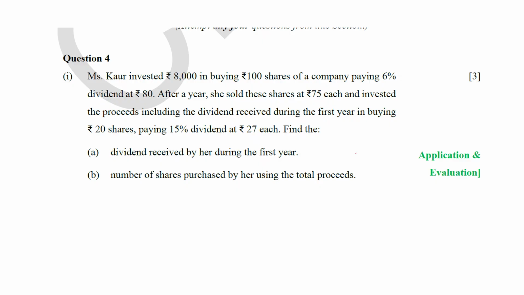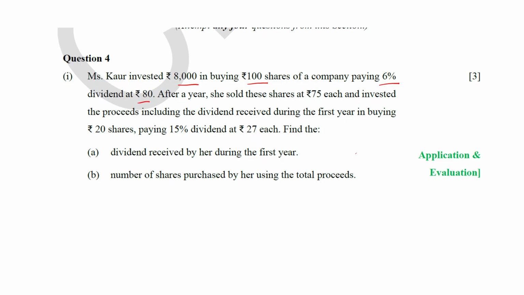In this sum, Mrs. Kaur invested rupees 8,000 in buying rupees 100 shares, and the company is paying 6% dividend at rupees 80. So 100 rupees shares Mrs. Kaur has purchased at rupees 80. So that is your discounted price. Now after a year she sold these shares at rupees 75 each and invested the proceeds including the dividend received during the first year in buying rupees 20 shares, paying 50% dividend at rupees 27 each.